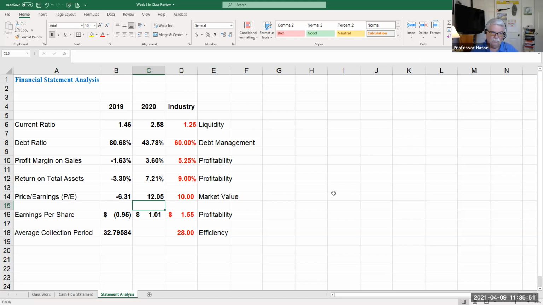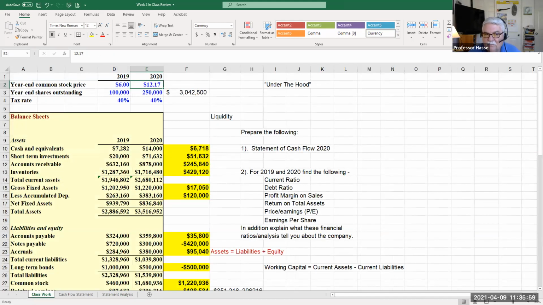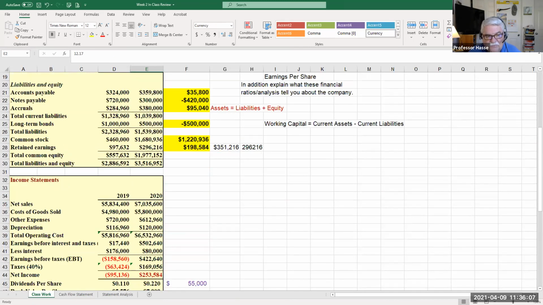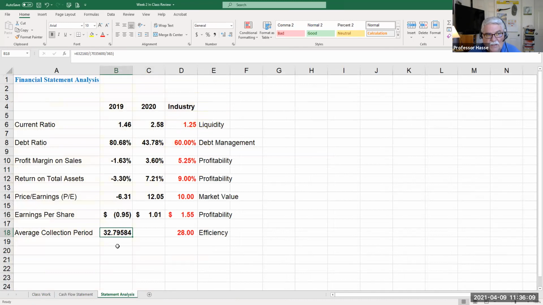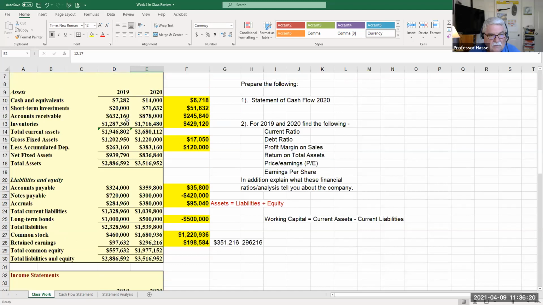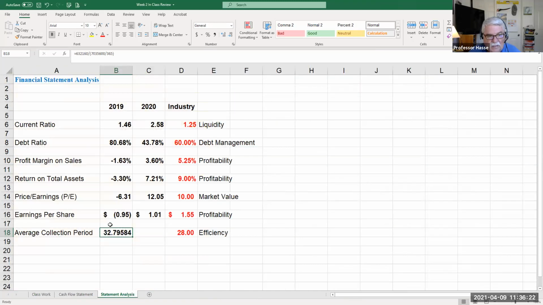One last thing I want to talk over is the average collection period. How long does it take us to collect our receivables? What that is, it's the accounts receivable balance in relationship to our average daily sales. All right, so in 2019, we had an accounts receivable balance of $632,160. I believe it was. Let's double check that. Yeah, there it is right there, 632,160. And we have average daily sales of total sales divided by 365 days in a year.